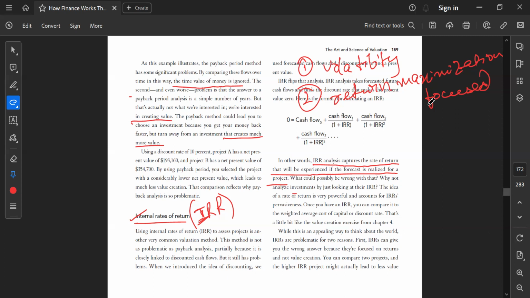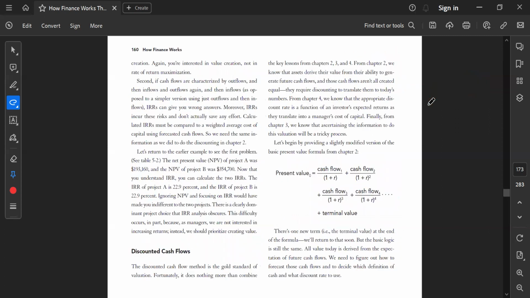Now we will study the appropriate measure, which is the discounted cash flows.